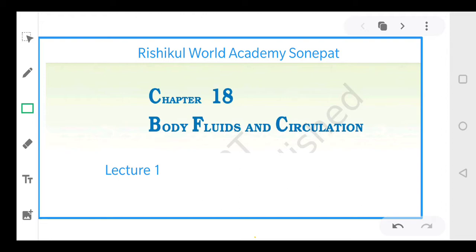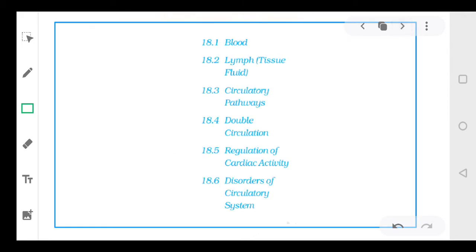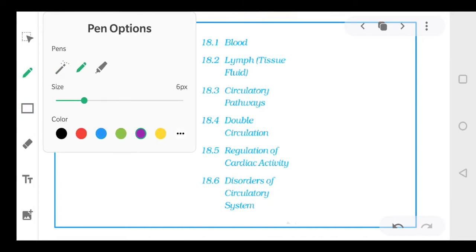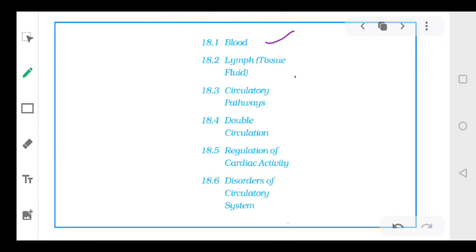So, in this particular chapter, we will be talking about the blood, the lymph. Both of them, they talk about the tissues or the transportation system, the circulatory pathways, then double circulation, the regulation of cardiac activity and the various disorders of the circulatory system. Okay everyone? So we will be dealing with the following topics in this chapter. Now let's start with the first topic, that is your blood.